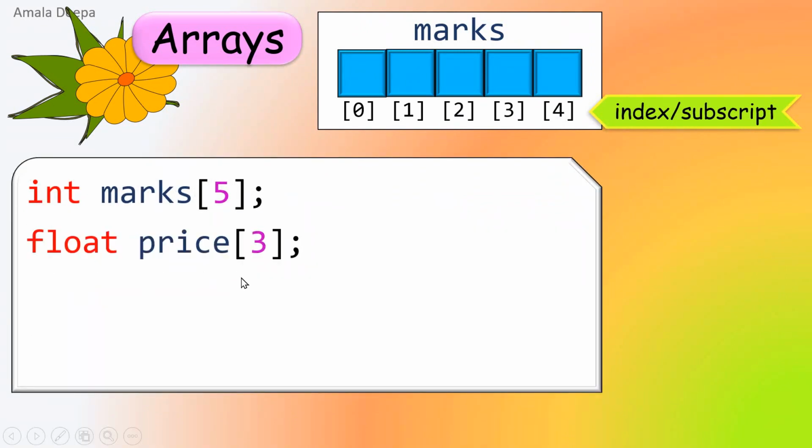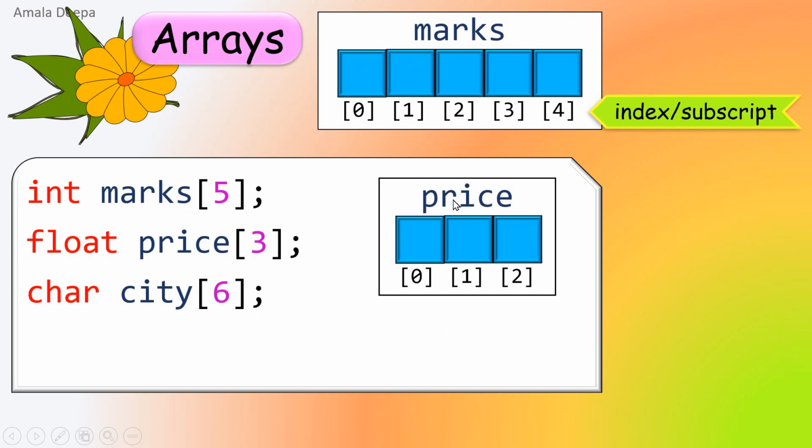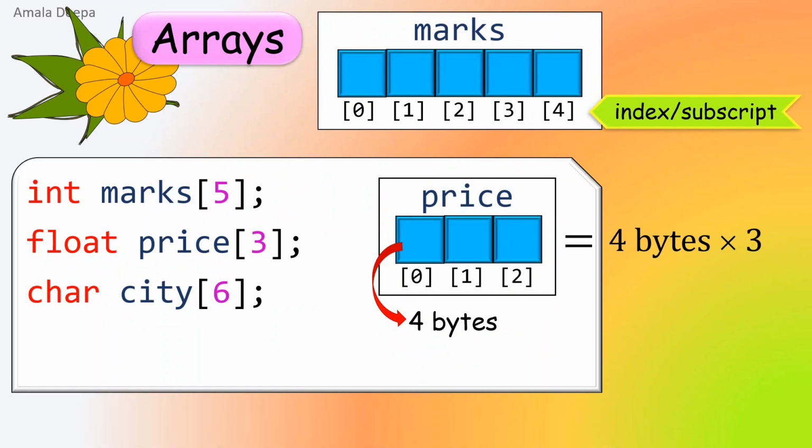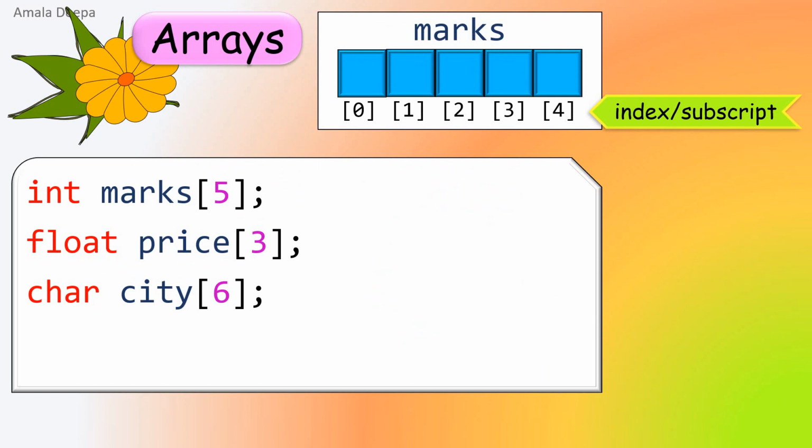Price is a float array of 3 locations. char city[6]: city is a character array of 6 locations. How many bytes are allocated for these arrays? Price: since each location of this array is of float data type, each location is allocated 4 bytes. So the total bytes allocated for this array will be 4 bytes into 3 locations, which is equal to 12 bytes.